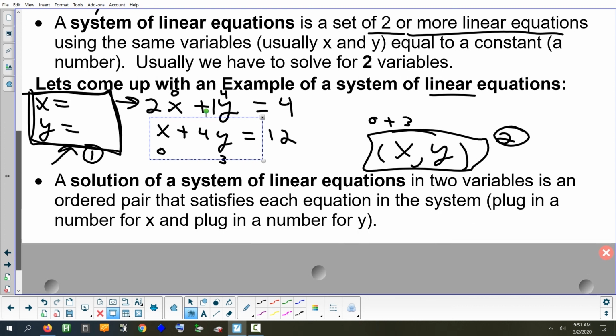So the key is, it's an x and a y value that when you plug them in, works in each equation. Not just the bottom one, not just the top one. You have to find numbers that work in each. That's why when you get to like 3 equations and 3 variables, it's even harder, because now you've got to find 3 letters that work in every equation. Okay? We're going to stick with 2.